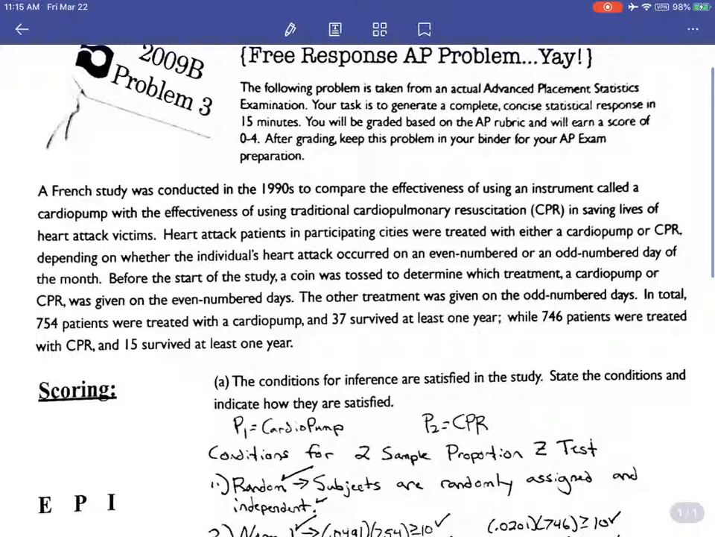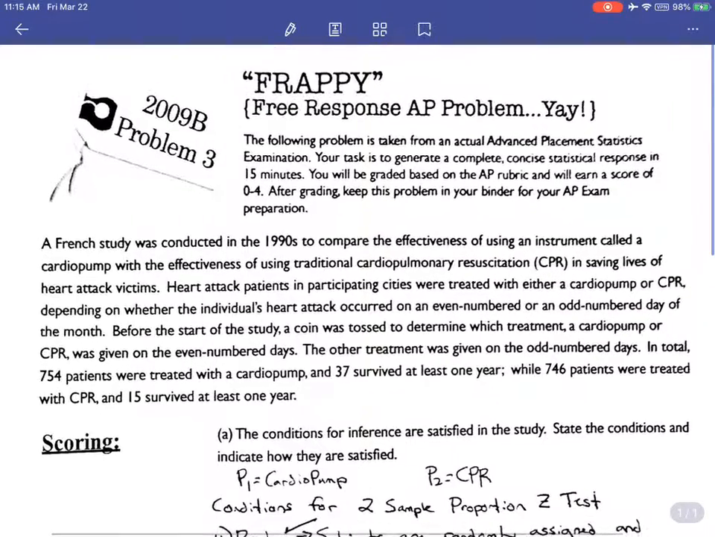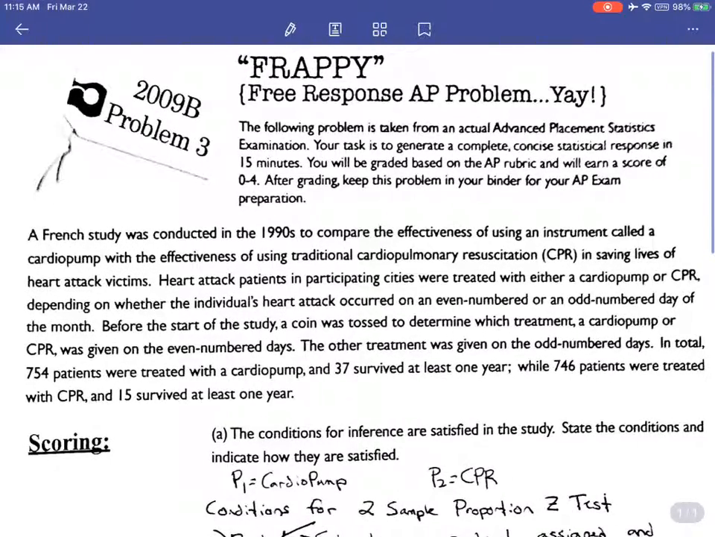All right, we're going to start free response question number 2, which, as you can see, is from the 2009 Form B test, problem number 3. So let's jump in and read the question. And just a reminder, you should have spent time solving this on your own.